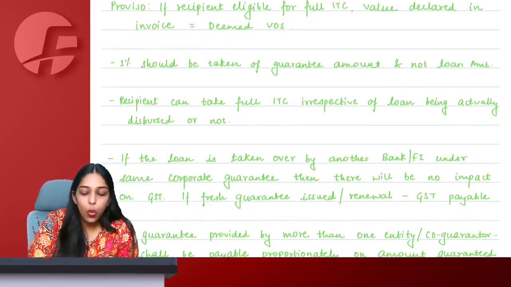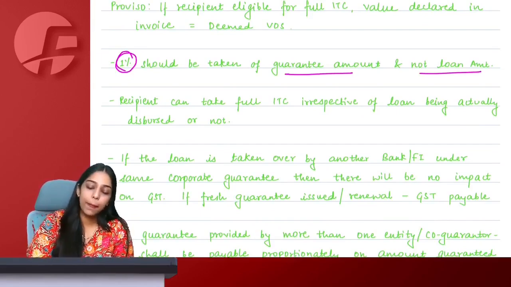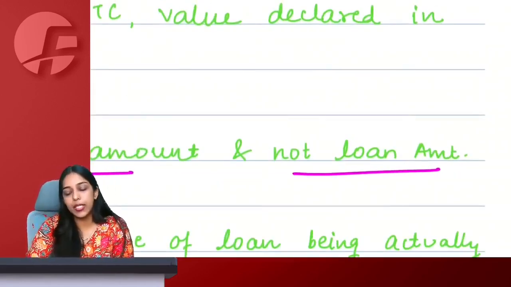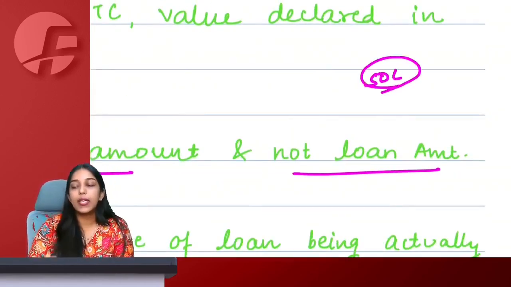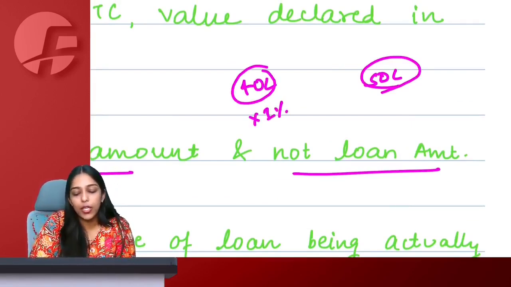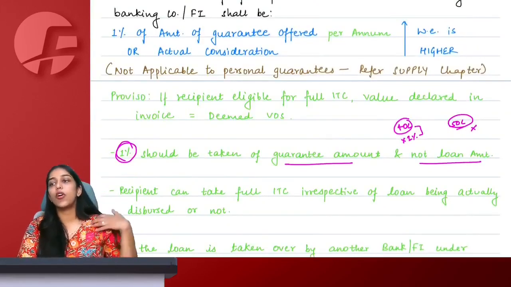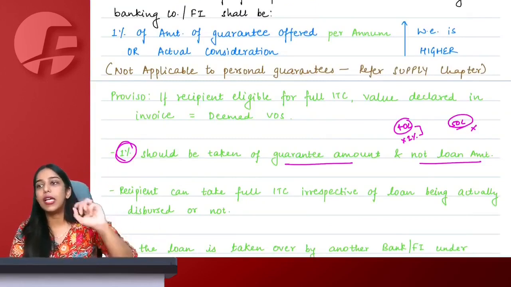Understand, 1% is taken off the guarantee amount and not the loan amount. So let's assume my related company is taking a loan for 50 lakh rupees, but I am giving a guarantee of only 40 lakh rupees. So 1% will have to be taken off 40 lakh and not of 50 lakh. So what the loan amount is, is not relevant here. For what amount the guarantee is given is relevant here.